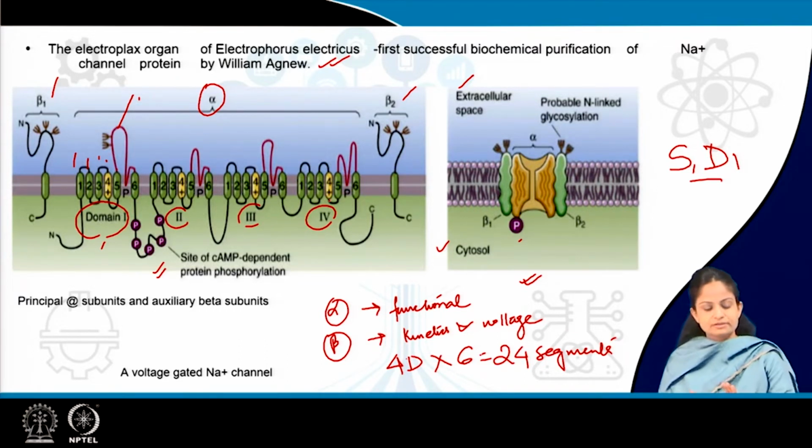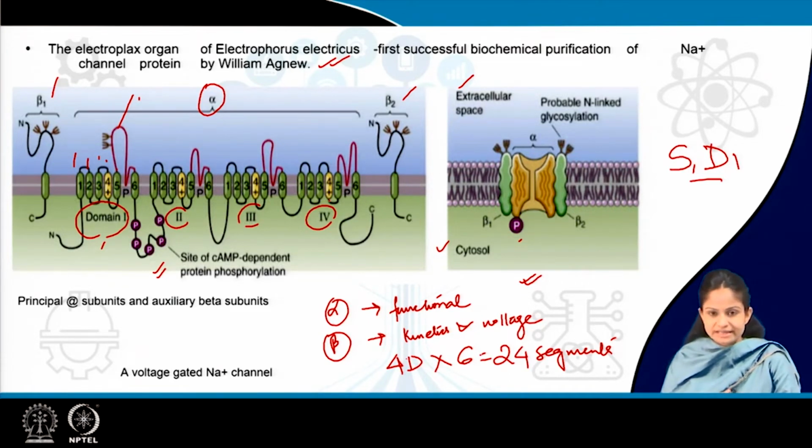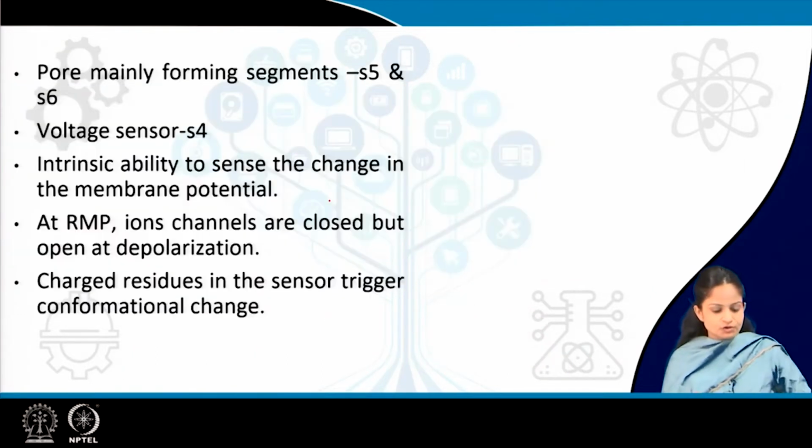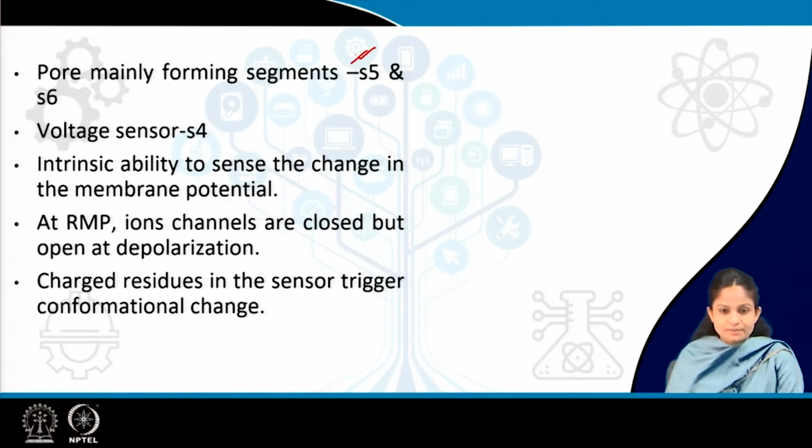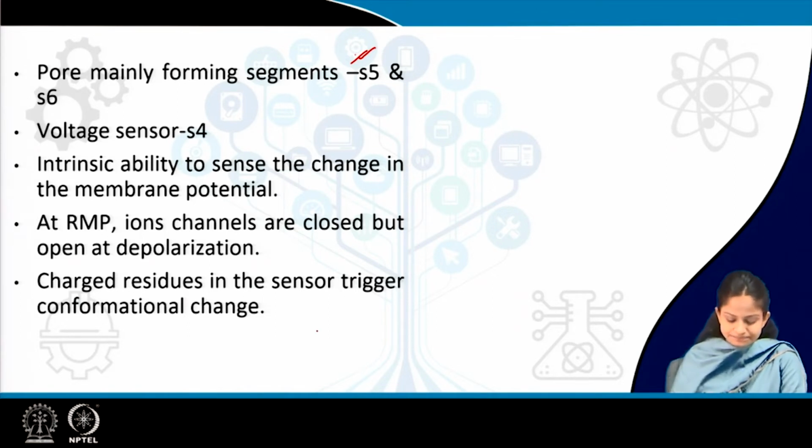So, with this topic, 4 domains are present, each consisting of 6 segments, so 24 transmembrane segments are present in the alpha subunit, which is mainly the functional component of the channel protein, with 2 auxiliary subunits, beta 1 and beta 2, which maintain the kinetics and voltage dependence for the gating mechanism. Next we move on to the pore forming segments, as I already told you, between S5 and S6, where we also have the selectivity filter.